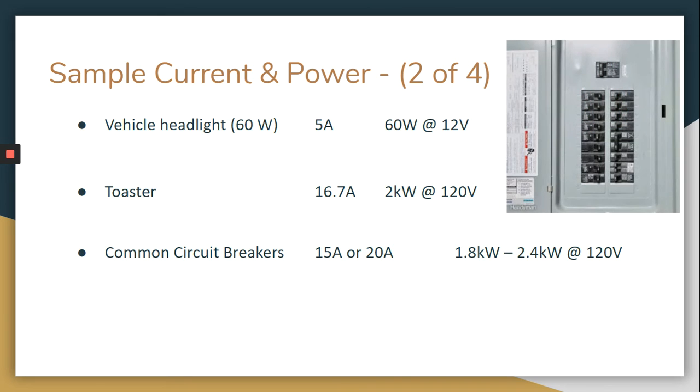Okay, some common circuit breakers: 15 amp or 20 amp. So you can see that toaster would automatically trip a 15 amp one. These can range from 1.8 kilowatts to 2.4 kilowatts at 120 volts. Everyone has a fuse box or circuit breaker in their home. You can ask your mom or dad to show you, and you'll see something like this. Or if it's fuses, it'll be similar, but instead of circuit breakers, they'll be fuses.